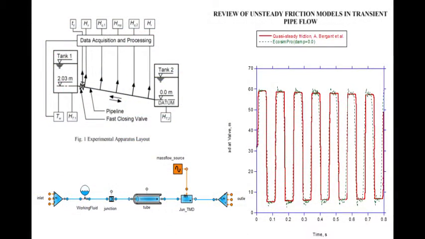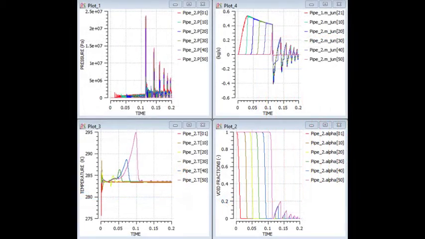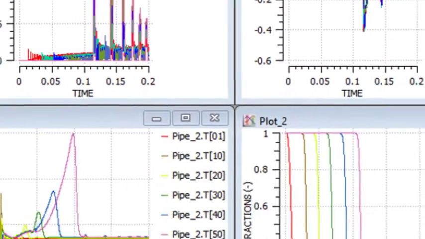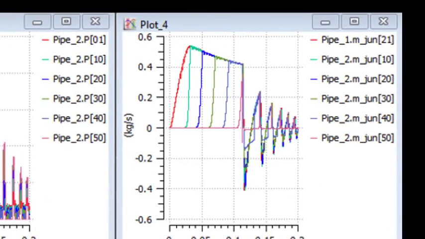Next, let's look at a validation test case analyzing water hammer in a supply system. The results obtained are representative of the hardware setup, even under two-phase flow. Here we can see that the pressure peaks caused by the abrupt stop of the liquid front at the end of the line are correctly simulated.